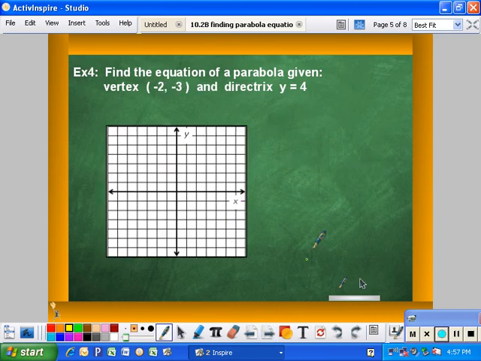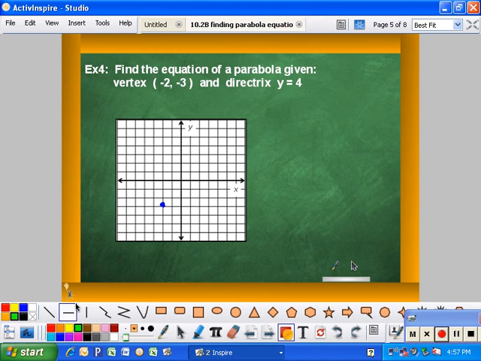Next problem, here we go. -2, -3 for the vertex and the directrix y equals 4. All right, so the vertex is off center this time, -2, -3. There we go. The directrix y equals 4 means that it's going to be a horizontal line at the 4. 1, 2, 3, 4. There we go. And what's our p-value going to be this time? Let's take a look at that. Our p-value is going to be 7.